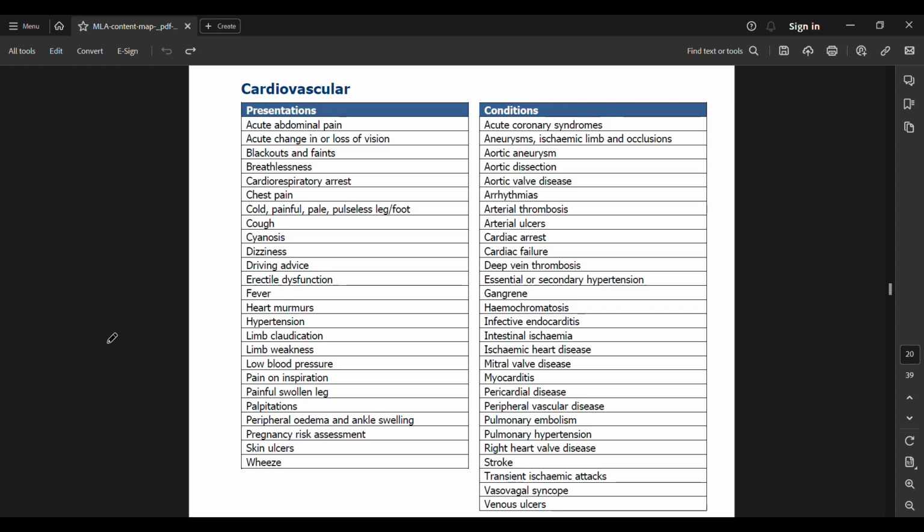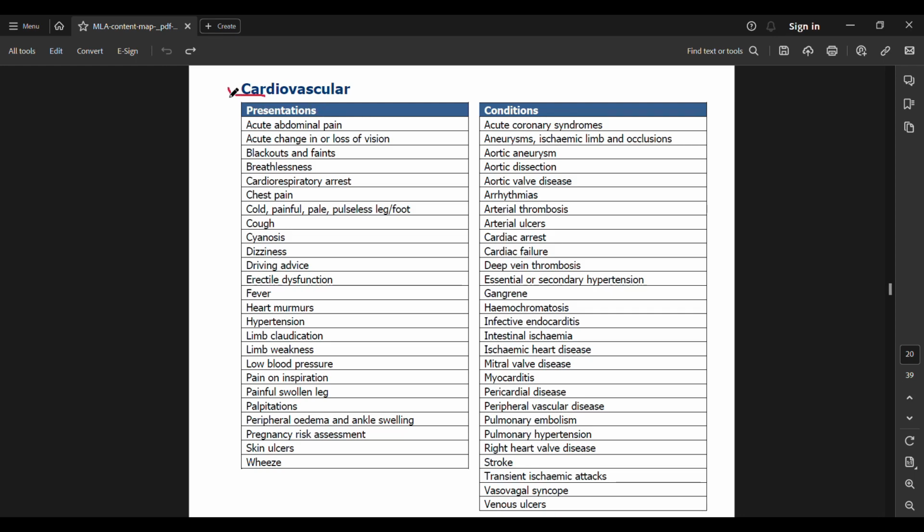So IMGs, keep your ears peeled because I'm going to be telling you stuff that was tested previously and stuff that wasn't tested previously and may show up now in your exams. And UKMLA candidates, of course, you want to take a look at this video and this MLA content map because all these topics are important for your exam as well.